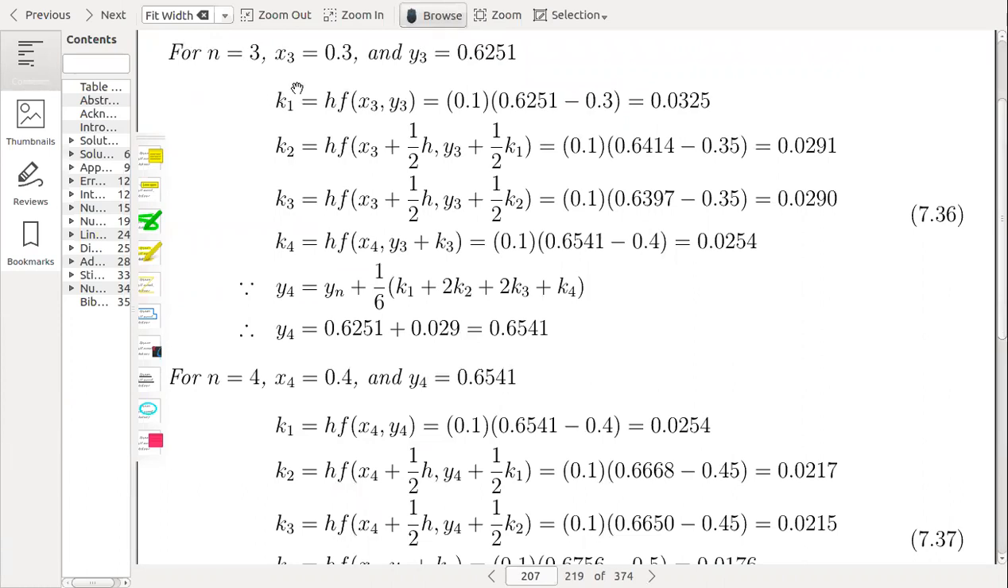So for replacing n is equal to 3, we have x3 is equal to 0.3 and y3 is equal to 0.6251. So again, in a similar way, we need to calculate the value of k1, which is equal to h f of x3, y3.